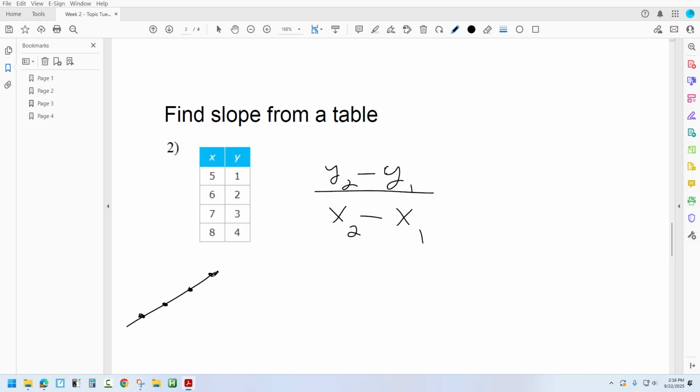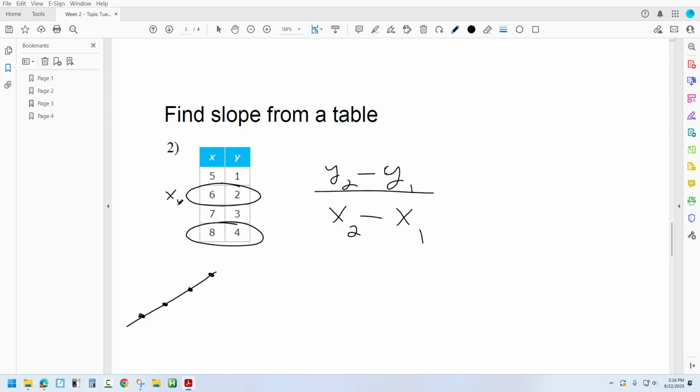All right, can somebody give me a pair that they want to use? What's one pair you used? 6 and 2. 6 and 2, all right. And 8 and 4. Perfect. That works fine. We're going to use the 6 and the 2, and we're going to use the 8 and the 4. Let's start with the 6. What's the 6? X1, X2, Y1, or Y2? That's X1. Yep. So X1.